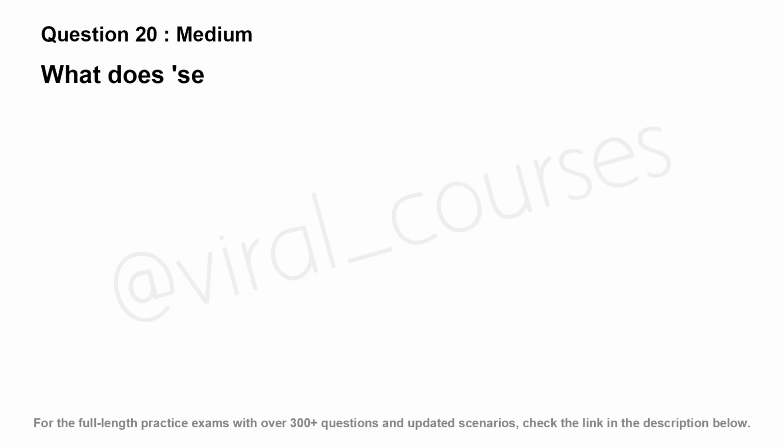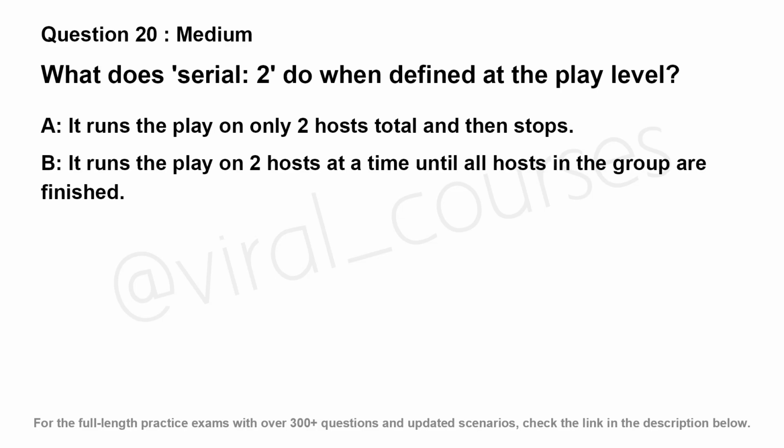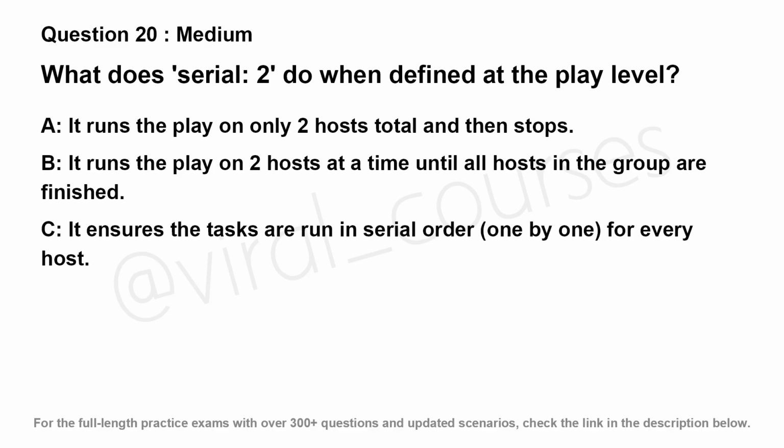What does serial: 2 do when defined at the play level? Option A. It runs the play on only 2 hosts total and then stops. Option B. It runs the play on 2 hosts at a time until all hosts in the group are finished. Option C. It ensures the tasks are run in serial order, one by one, for every host. Option D. It retries the play 2 times.